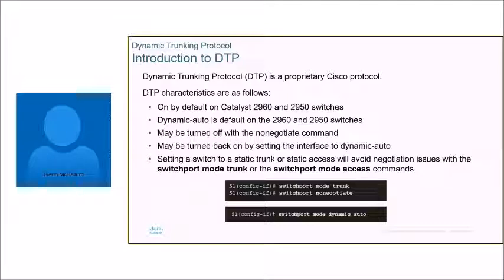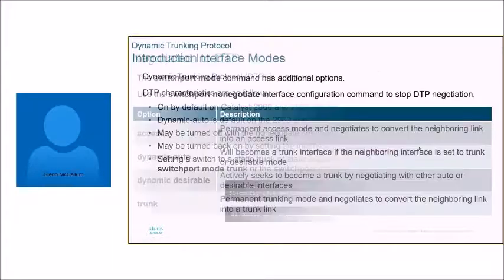Setting a switch to static trunk or static access will avoid negotiation issues, with switchport mode trunk or switchport mode access. I've got to admit, switchport mode trunk is the way I always do it. And nonegotiate turns off DTP. But to turn it back on, switchport mode dynamic auto; dynamic means it will figure it out for itself, and auto, I think we'll talk about in the coming slides.